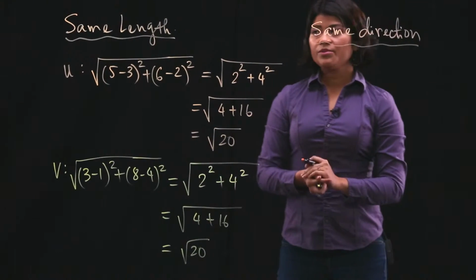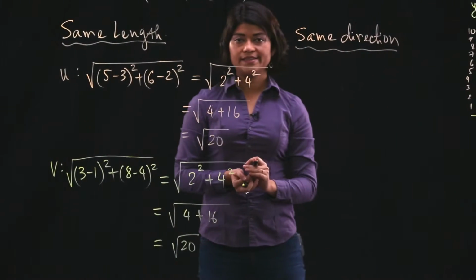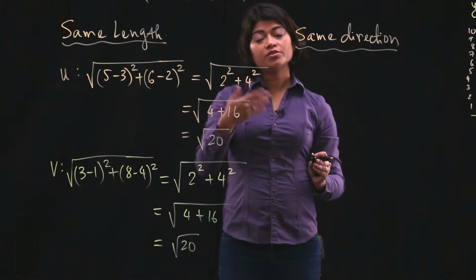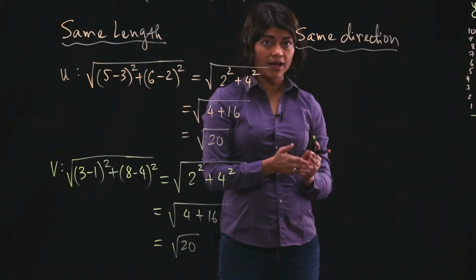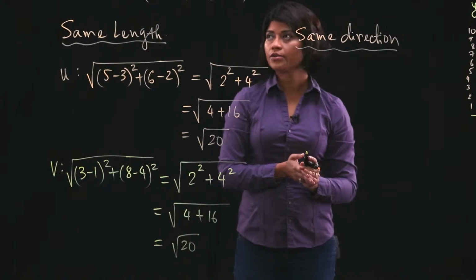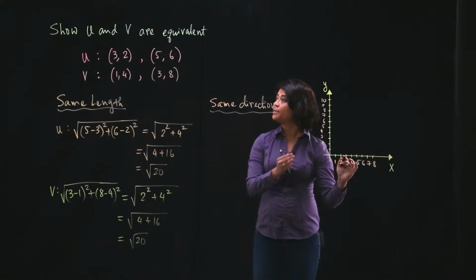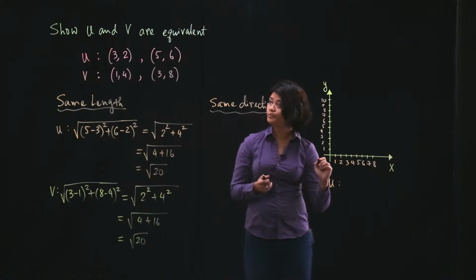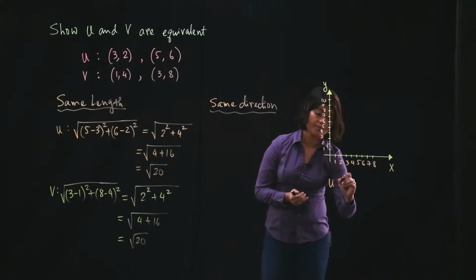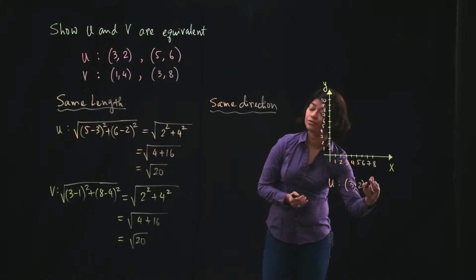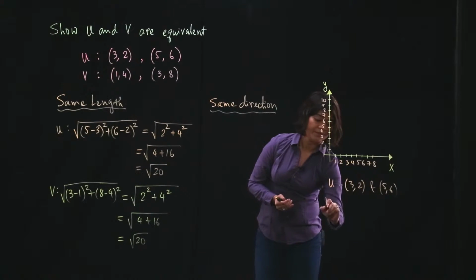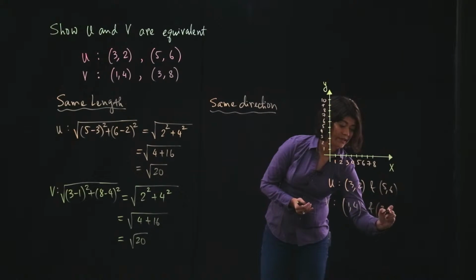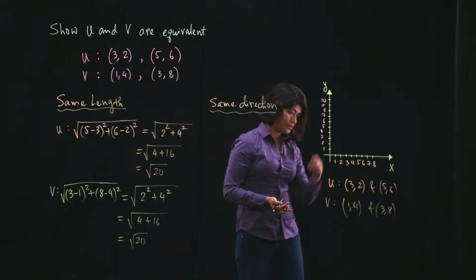To check that they have same direction, let's first plot the line segments, and then we can see the direction from the graph. And we can also figure out if they actually lie on parallel lines or not. Okay, so let's come here. Recall that the points that u goes from the first point and the second point are 3, 2 and 5, 6. And v is between 1, 4 and 3, 8. Okay, so let's plot them.